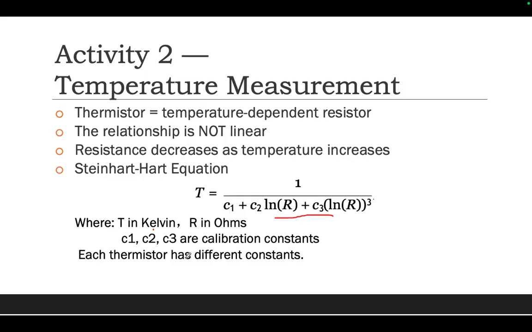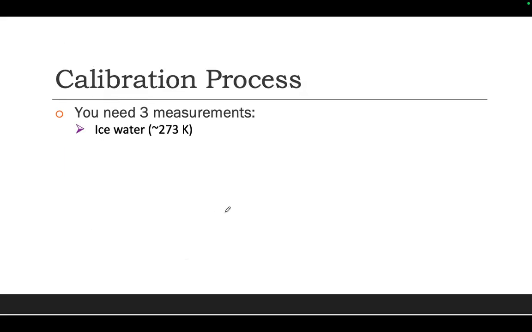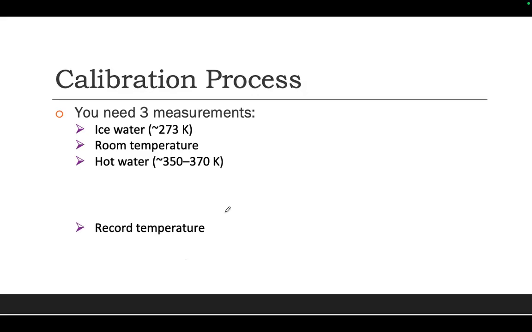So what you need to do is find your C1, C2, C3 for the semester. For activity 2, there is a calibration process. Based on these equations, we will do 3 different measurements: the ice water, the room temperature, and the hot water. Hot water means 100 degrees.